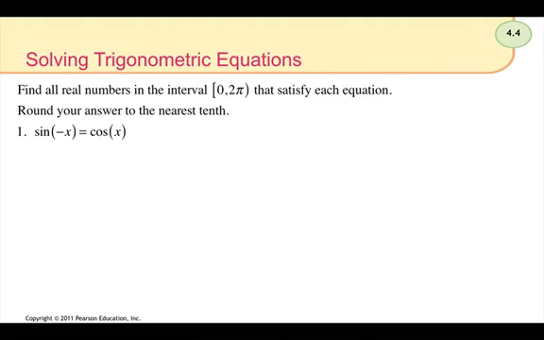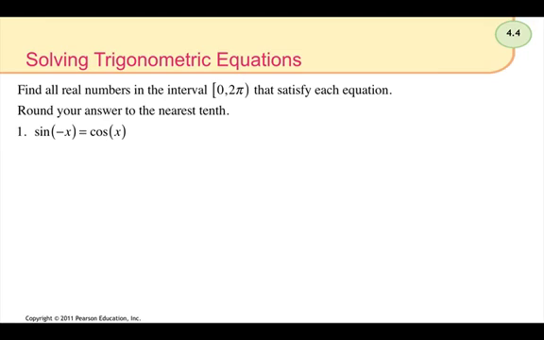Here's number one. It says find all real numbers in the interval that you see there that satisfy the equation. Round your answer to the nearest tenth, if necessary. And for number one, we're looking at sine of negative x equals cosine of x. It's going to help if you have the unit circle right next to you as we go through this video. We're going to be applying a lot of algebra in these problems.